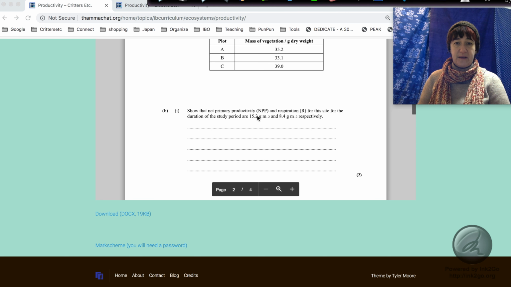Okay, so show that net productivity and respiration are these values. And this is where it can get tricky. I tried this out first, and I'm actually re-recording this because I got stuck and couldn't figure out, wait a minute, I'm sure I'm doing this right, but it's not matching these answers. So at least they give us these answers here, because basically they're asking us to calculate these two values.